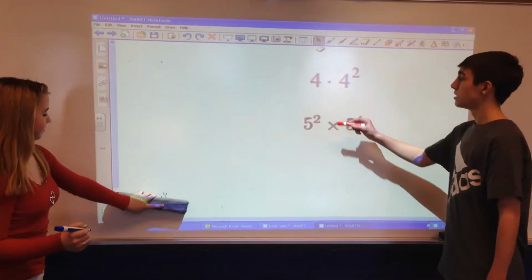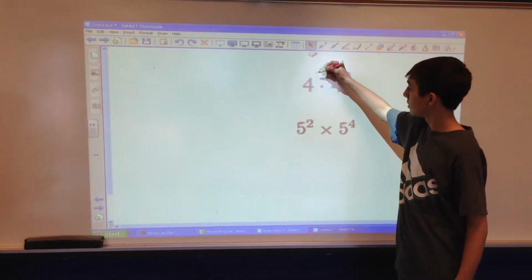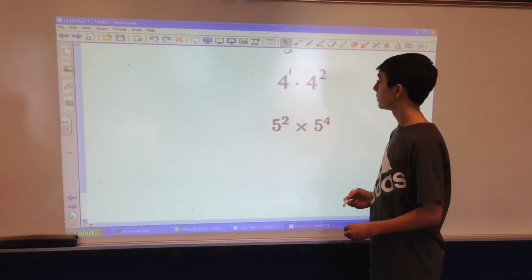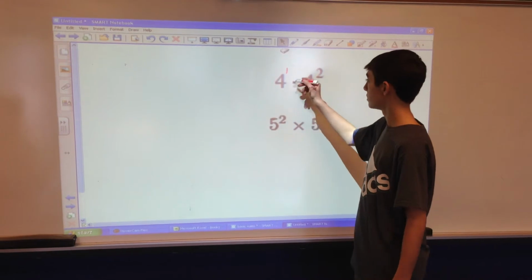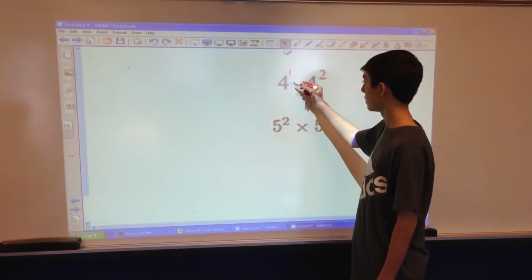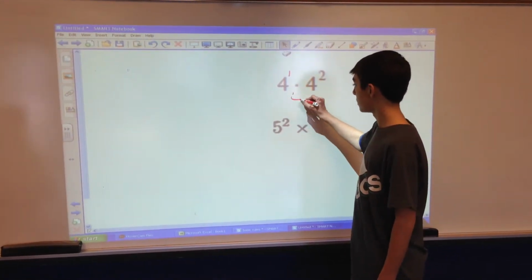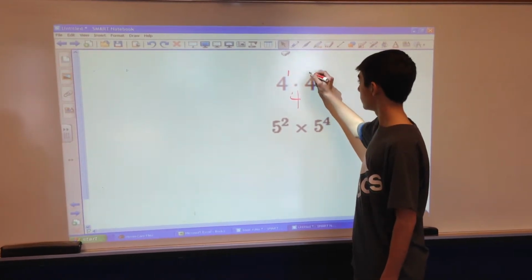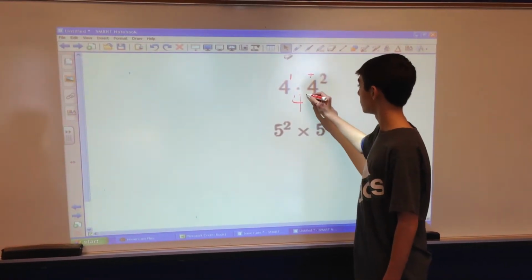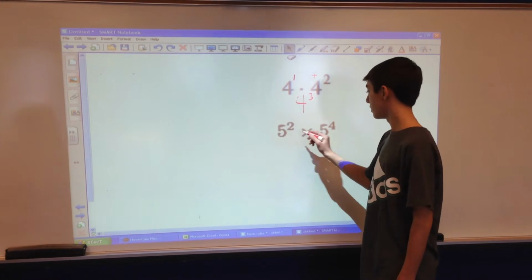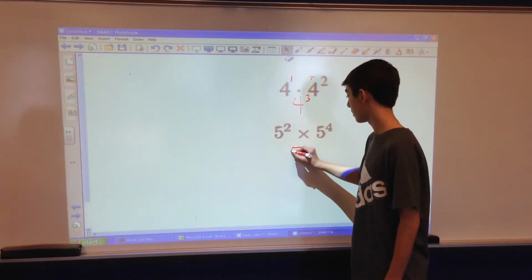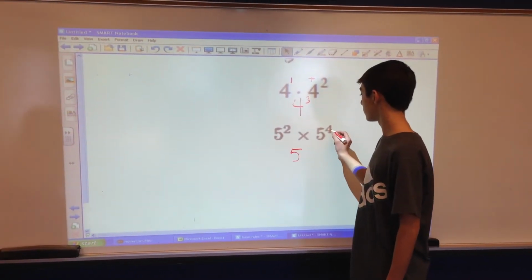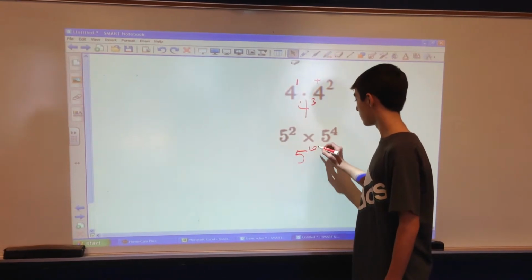Okay, so you can add a 1 as the exponent, since there already isn't an exponent there. The bases are the same, so it stays as 4. Then you add the exponents together, so it would be 4 to the third power. Here the bases are the same, so it would be 5. You add the exponents, so it would be 5 to the 6th power.